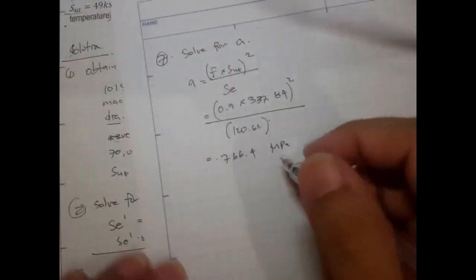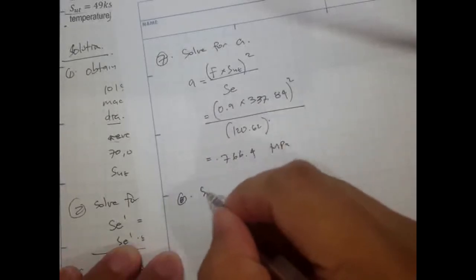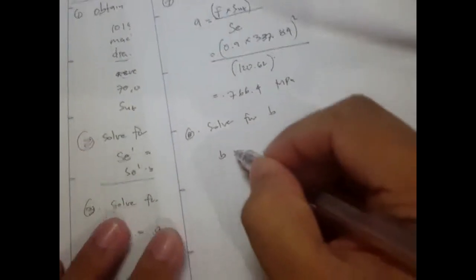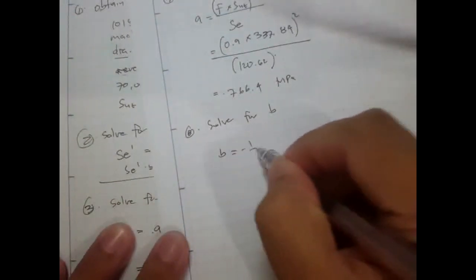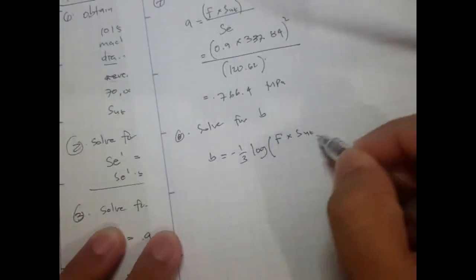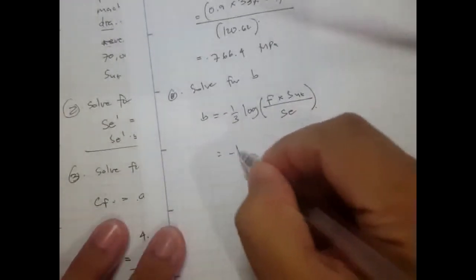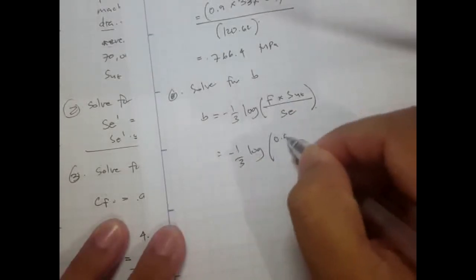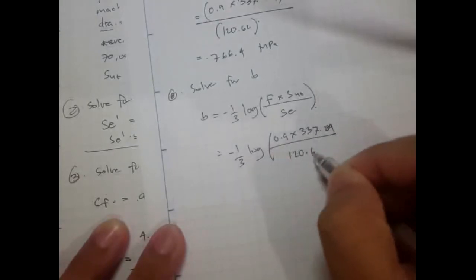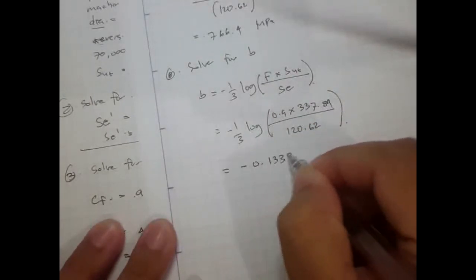Now that we have the value of A, we can solve for the value of B. The working equation for B is negative 1/3 log of F times the ultimate tensile strength divided by the endurance limit. This is 0.9 times 337.84 divided by 120.62, and what we get here is negative 0.1338.